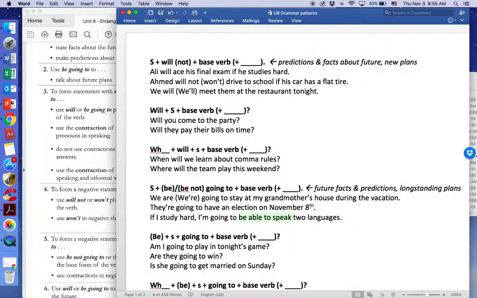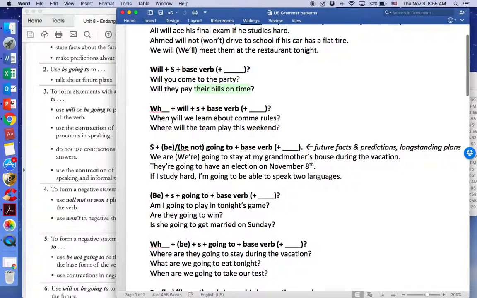Here's our question form. Will, subject, base verb, optional. Will you come to the party? Will, that's our future tense, indicating future. You is the subject, come, that's our base verb, to the party, object clause. Will they pay their bills on time? Indicating future, followed by subject, base verb, and then object clause. Easy enough. We can also ask informational questions.